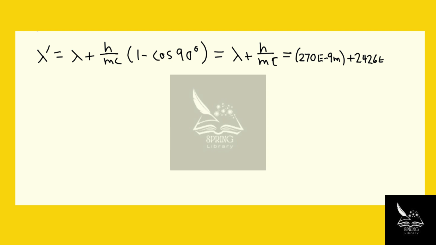I think I am using the wrong wavelength. That's right, I used the wrong wavelength here. 4.5 e to the negative 12 plus about 2.4 e to the negative 12 gives us a result of about 6.926 picometers. So this is the new wavelength of our light.